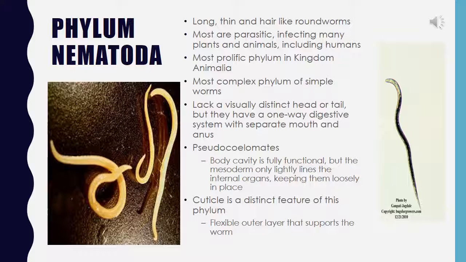Like worms in Phylum Nemertea, nematodes have a one-way digestive system, giving them a separate mouth and anus. Though unlike Phylum Nemertea, nematodes are pseudocoelomates and have an incomplete body cavity in which the mesoderm only loosely holds the internal organs together, and is largely unorganized in comparison to the coelomates in Phylum Nemertea. Most nematodes are parasitic and can live in almost any environment, and they're found commonly in the bodies of other animals and plants, including humans.